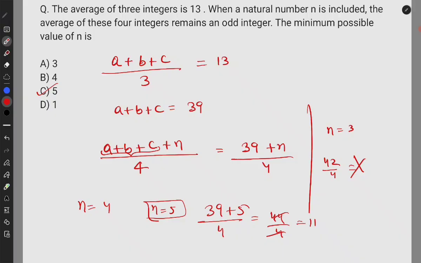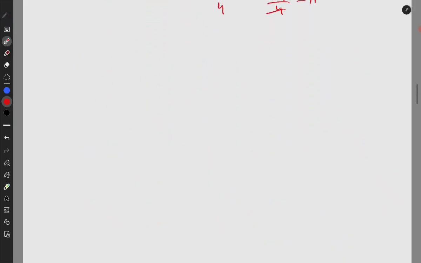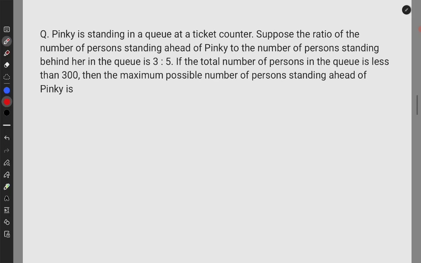If we put 1, we get 40. 40 divided by 4 would be 10. 10 is an even number. But they are saying an odd integer, so we cannot go for that. So 5 is the right choice. Let's see the next question.